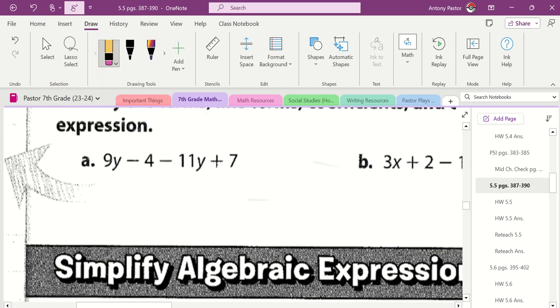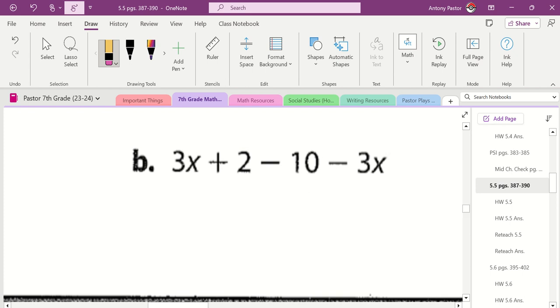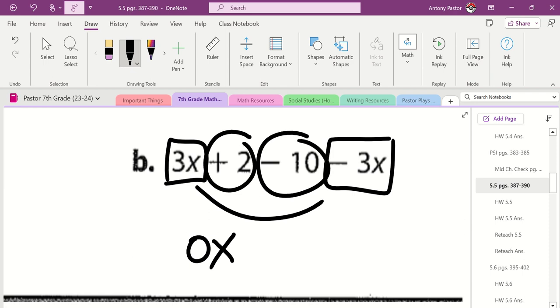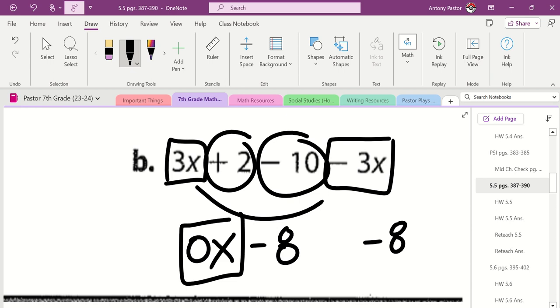And then in this example, I've got 3x, positive 3x, and negative 3x. When I take those together, I'll get 0x. I like saying 0x. If you just don't put anything, that's fine. Then I've got positive 2 and negative 10. That'll be negative 8. So some may say this is 0x minus 8. Some may just say it's just negative 8. Either one of those answers is correct because we know 0 times x is going to be 0.